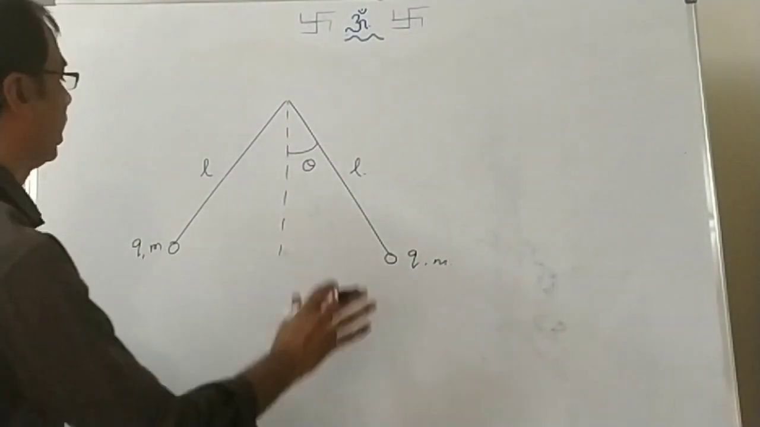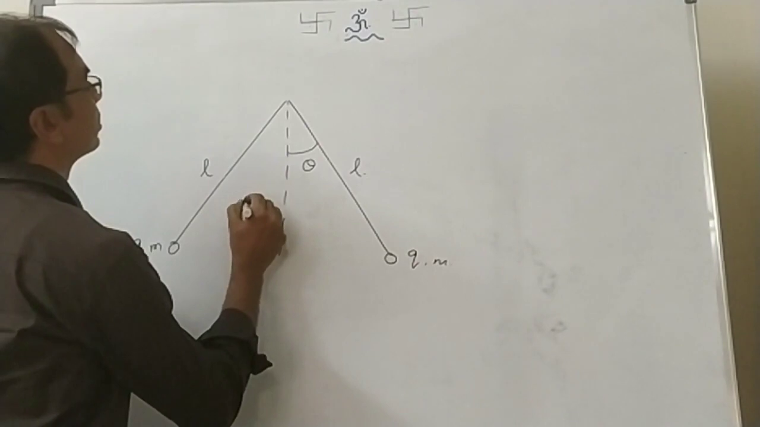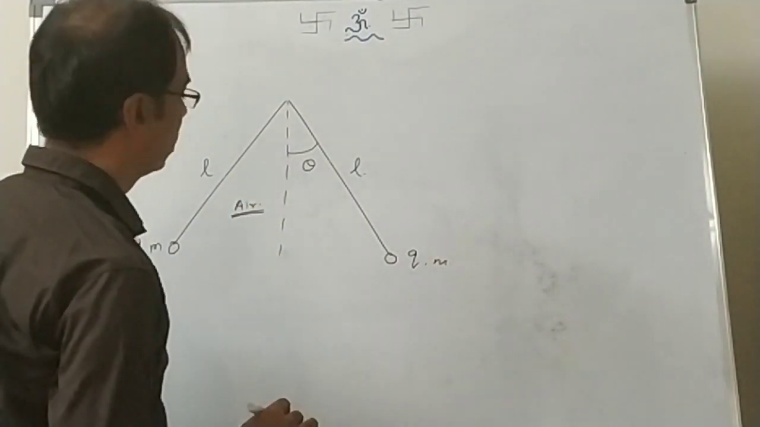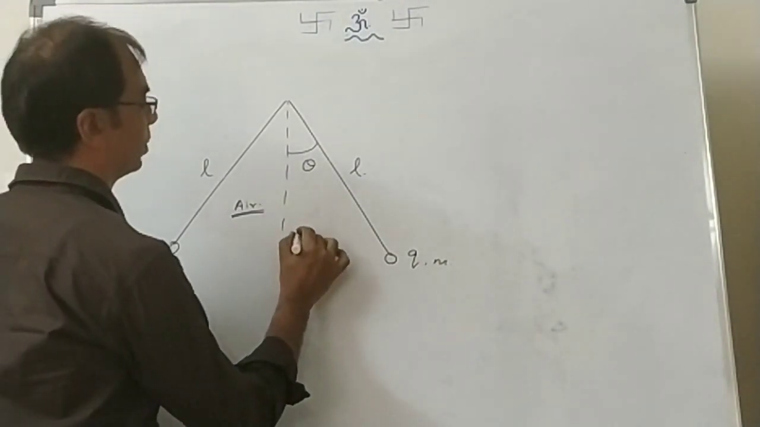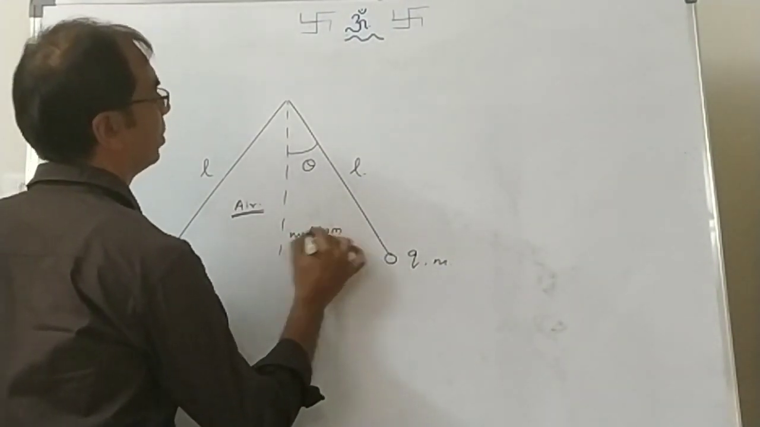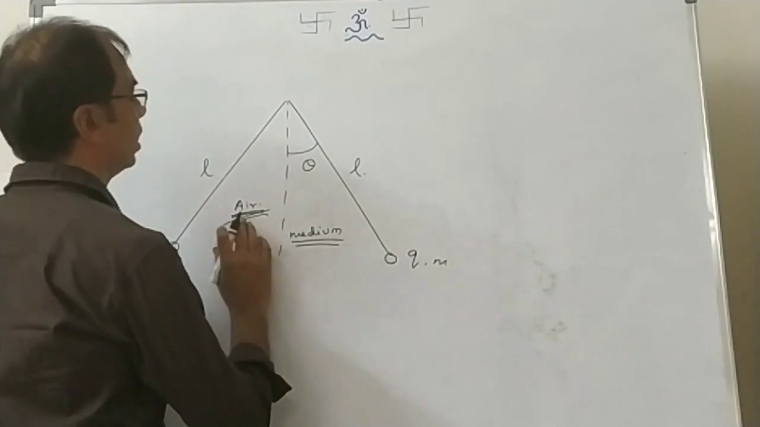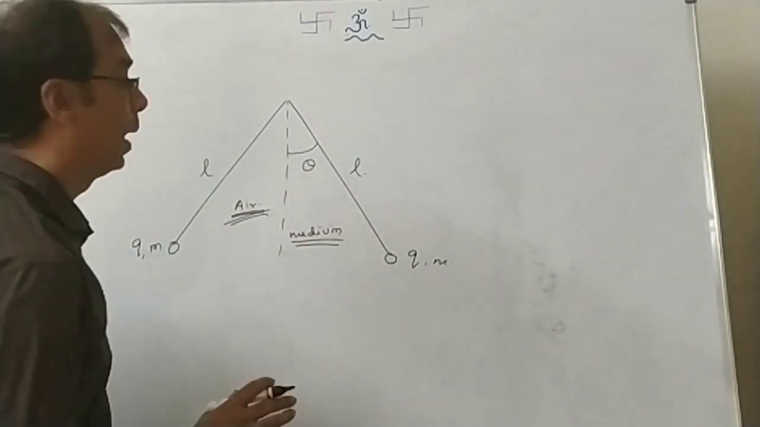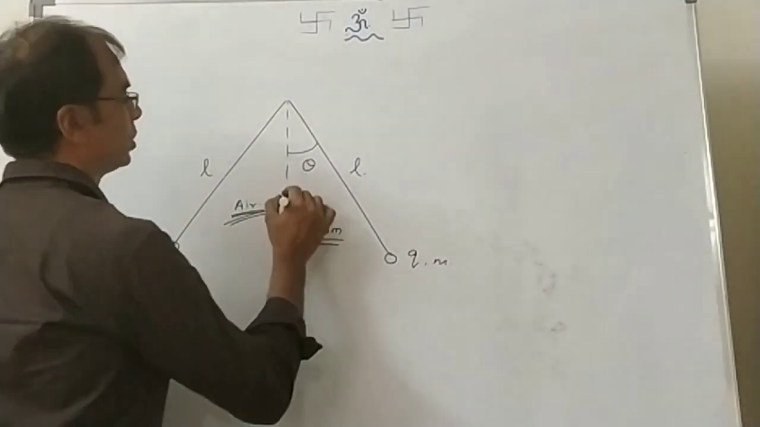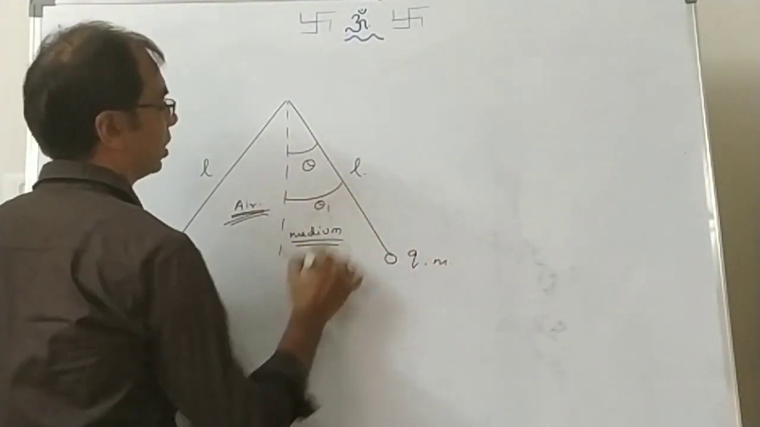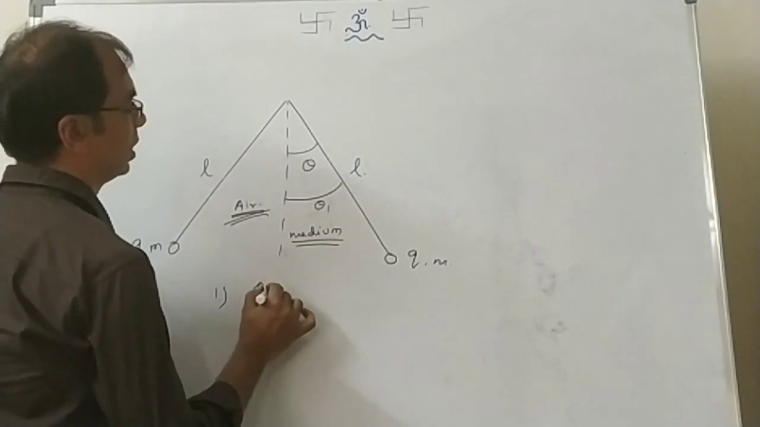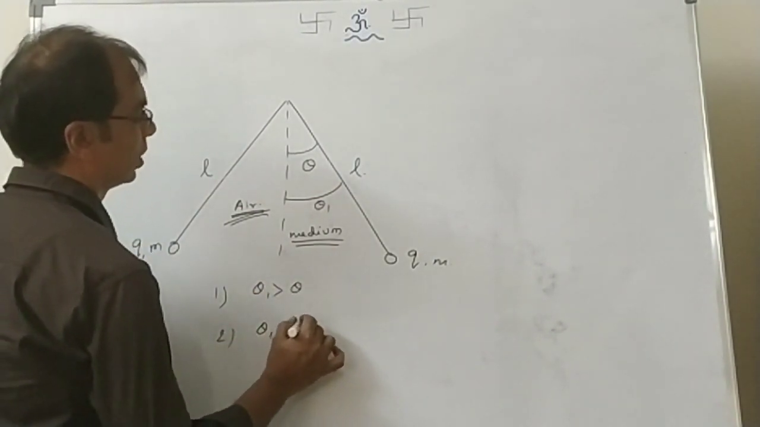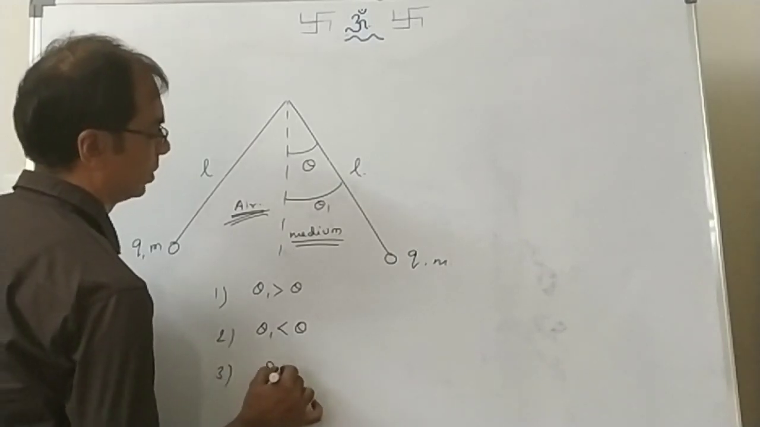It's in air. Now suppose we are changing the air into some other medium. In air, this angle is theta. Now in this medium, what will happen to the new angle? Suppose in this medium, the angle becomes theta 1. So the options are: theta 1 greater than theta, theta 1 less than theta, theta 1 equal to theta. What's going to happen?